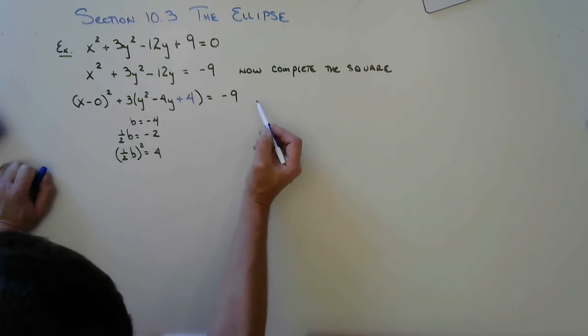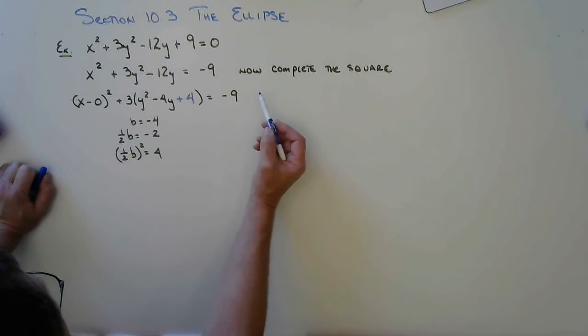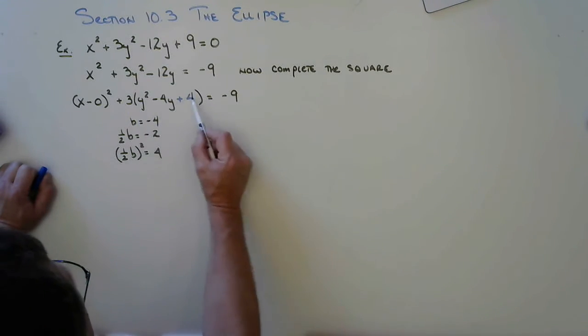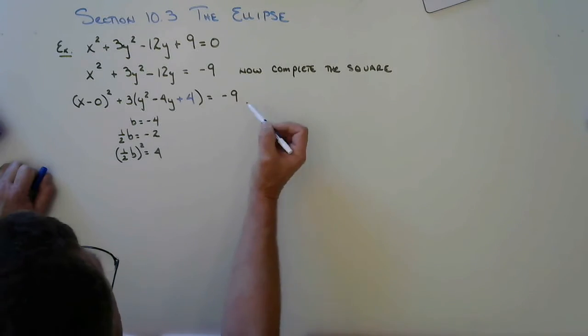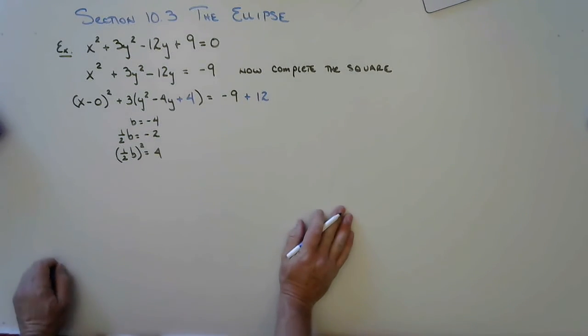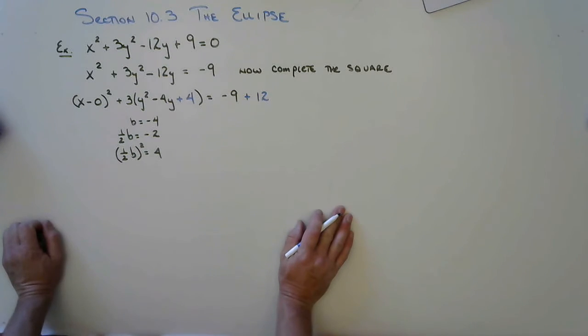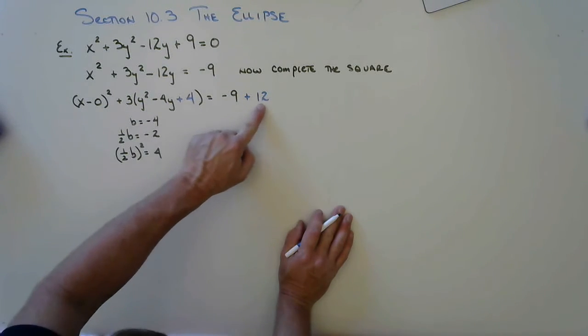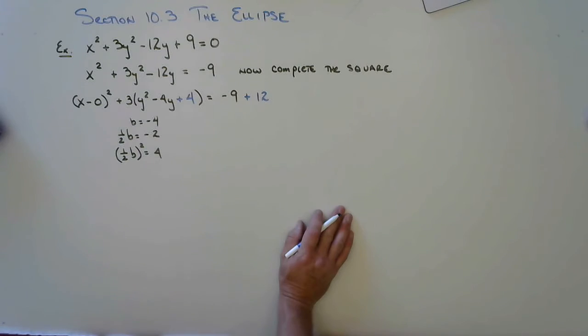But we also have to balance this side. Now, be careful. This is one of those tricky ones from Algebra 2. There's a 3 out here. So we're not going to add a 4. 3 times 4, we're going to add a 12. We're going to add a 12 because 3 times 4 is 12. We have to add a 12 on this side.